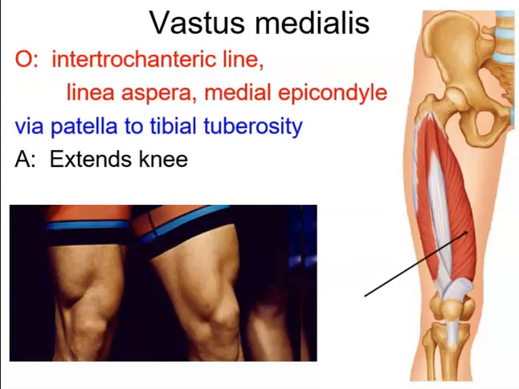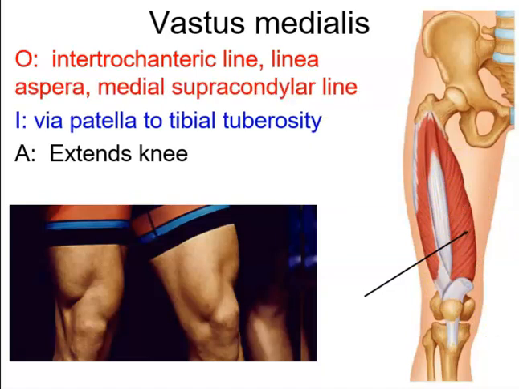The third muscle that makes up the quadriceps group is the vastus medialis. So where the lateralis was located laterally, the vastus medialis is located medially on the thigh. Just to correct the PowerPoint that is on Canvas, the origin of the vastus medialis muscle is the intertrochanteric line, the linea aspera, as well as the medial supracondylar line. Its insertion, like the previous two muscles, is via the patella to the tibial tuberosity on the tibia. Actions of the vastus medialis includes extension of the knee.